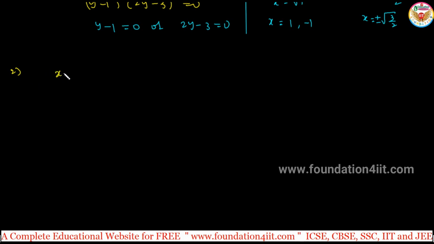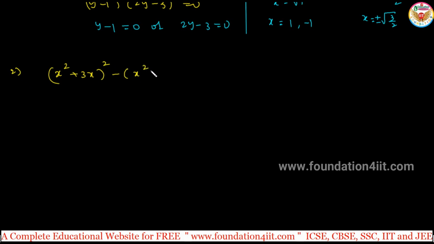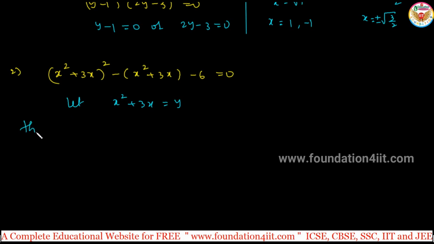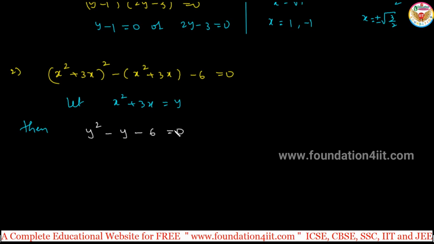Let us take this one. x square plus 3x whole square minus x square plus 3x minus 6 is equal to 0, where x belongs to real numbers. By observing the question, we need to identify whether we can convert or not. Just let the bracket x square plus 3x be y. So then it changes like this: y square minus y minus 6 is equal to 0.